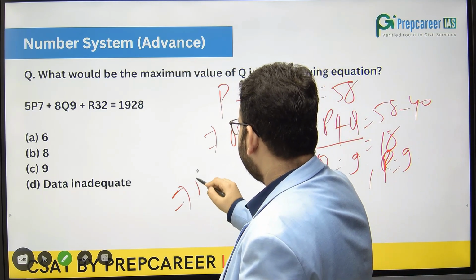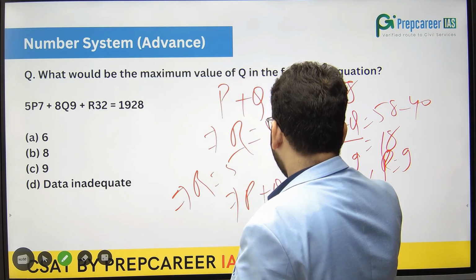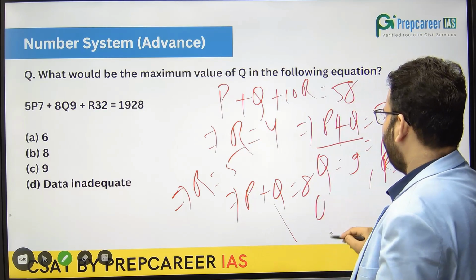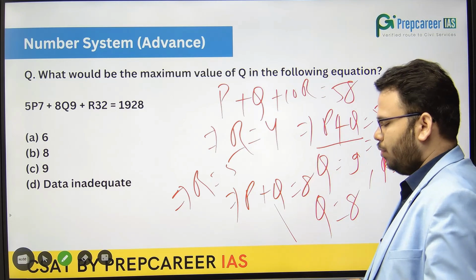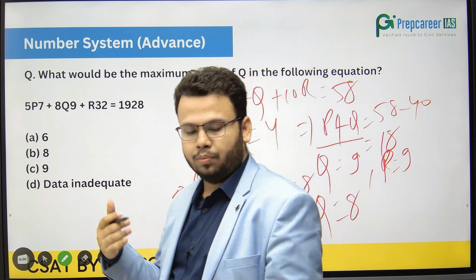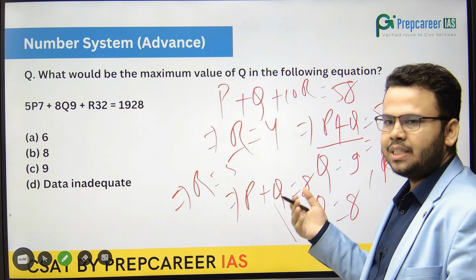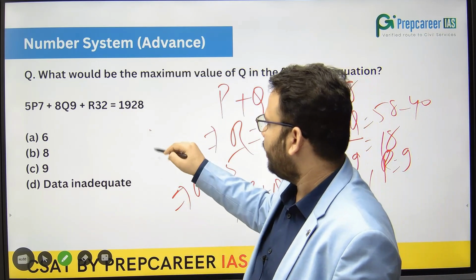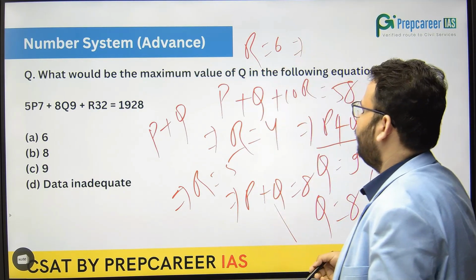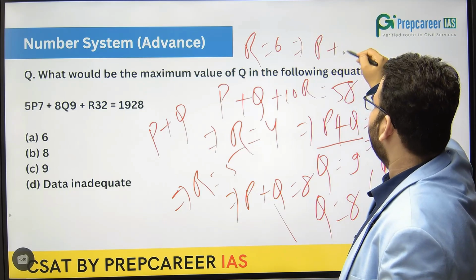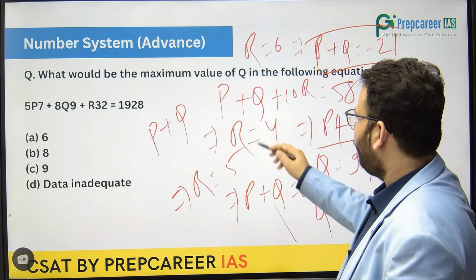Now let us take the value of R equal to 5. So what you will have? P plus Q equal to 8. The maximum value Q can have in this equation will be 8, right? And when you start putting the higher value of R, you will start getting the negative value of P plus Q. Since when R will be equal to 6, then P plus Q will be equal to minus 2. This is again not a possibility. So only two possibilities we have.